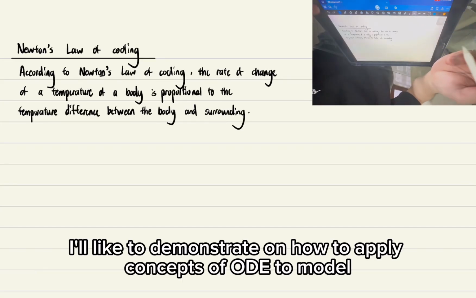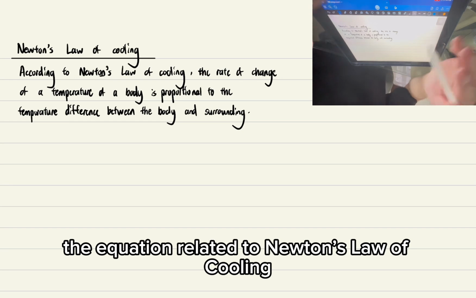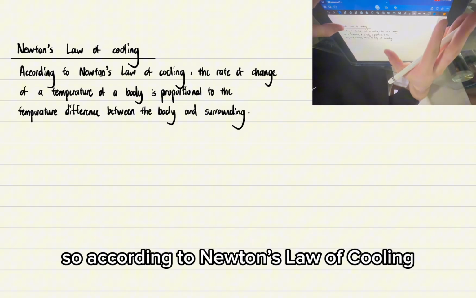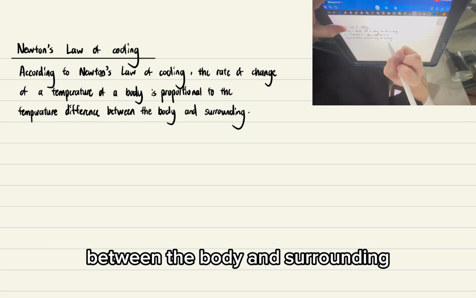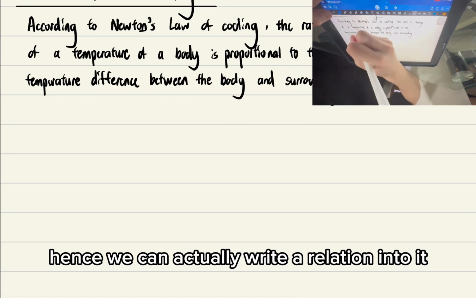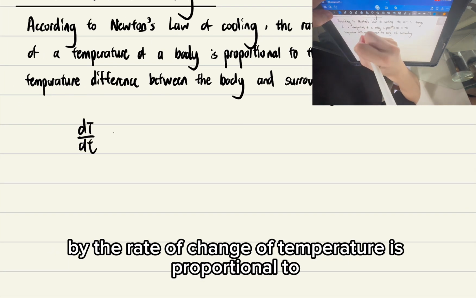Hi sir, so today I'd like to demonstrate how to apply concepts of ODE to model equations related to Newton's law of cooling. According to Newton's law of cooling, the rate of change of the temperature of a body is proportional to the temperature difference between the body and its surroundings. Hence, we can write a relation where the rate of change of temperature is proportional to T minus T surrounding.